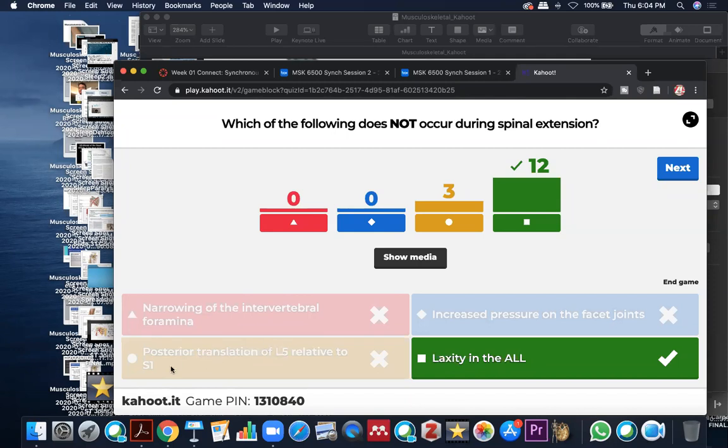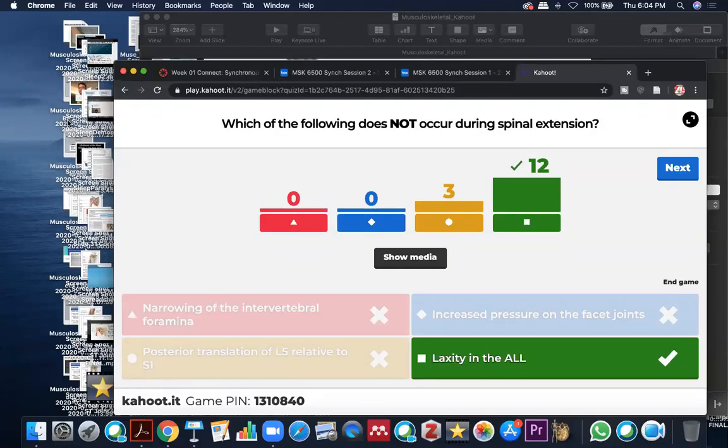So basically just posterior and inferior translation of the top vertebra relative to the bottom one. But I could have picked L3 and L4, L2 and L3. It applies for any of them. So that's spinal extension. And the nice thing is if you learn those things for spinal extension, then you just flip it for flexion.